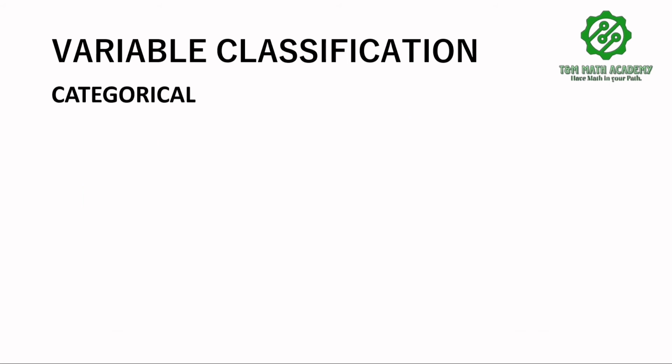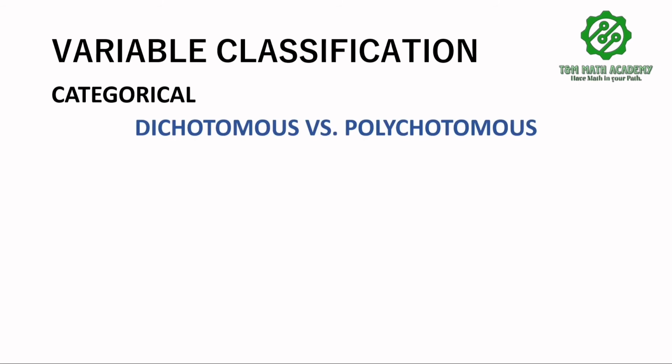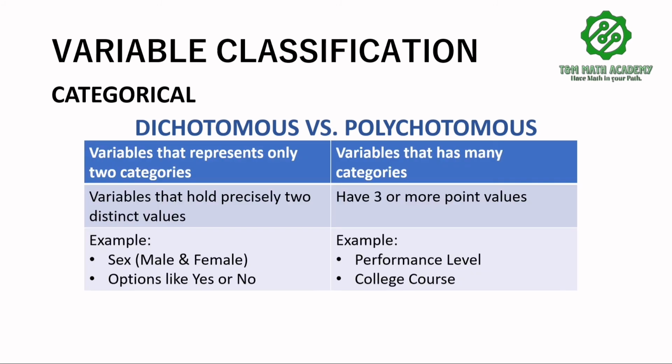Next, subcategory or subclassification for categorical variable is what we call dichotomous and polychotomous variables. Dichotomous variables are variables that represent only two categories. These are variables that hold precisely two distinct values. Like for example, sex. Dalawa lang yung category nila, male and female. Then, the options like yes or no, ano?